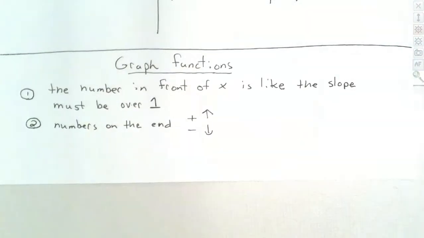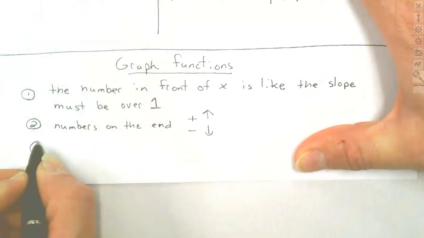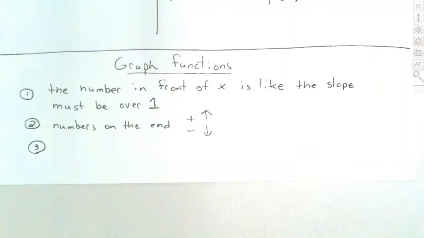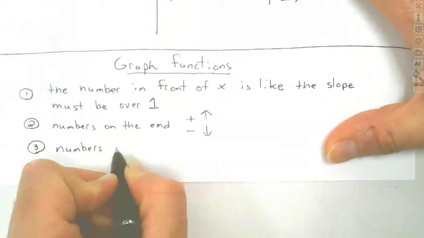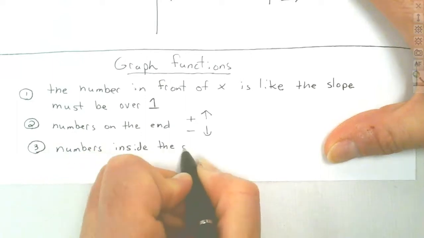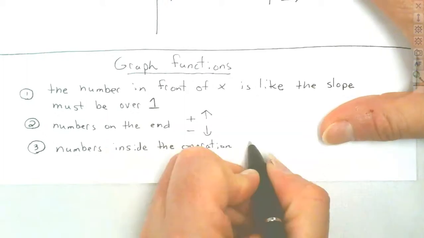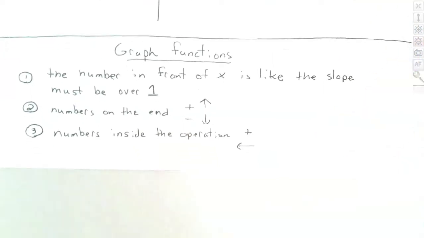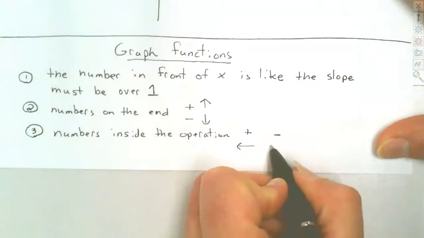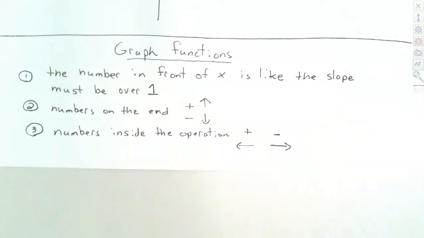Now we're going to learn how to move things left and right. So we're now going to learn how to move things left to right. And numbers inside the operation, so for example, inside the absolute value, underneath the square root, inside of a square, those move it left to right. So numbers inside the operation, if they are positive, they move it back. It's opposite of what you think it should do. So if it's inside that operation, it's going to move it back, and it's positive. If it's negative, it moves it forward to the right. So it's opposite of what you think it would do.